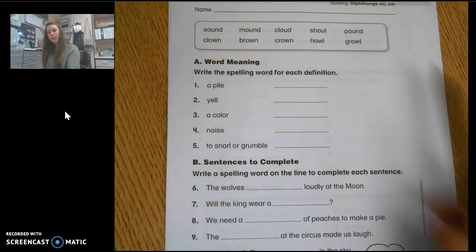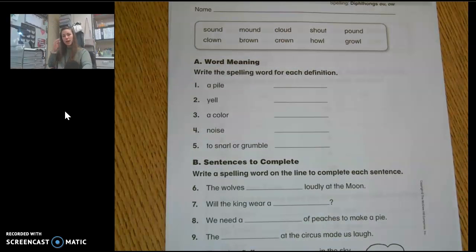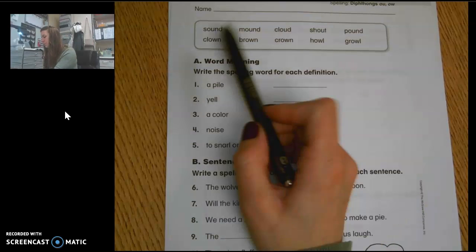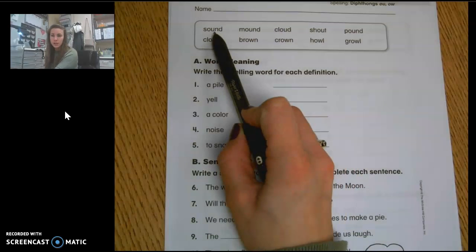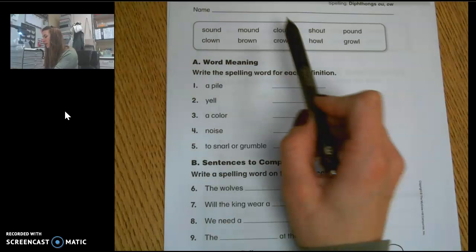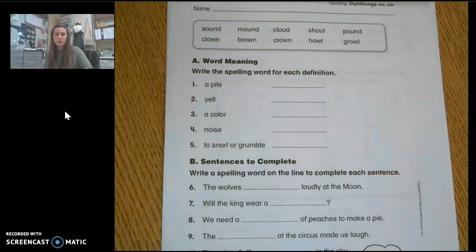So you see on the top we have our OU words, and on the bottom we have our OW words, all having that ow sound. So let's talk about some of the definitions of these words. Of course, a sound is a noise that you hear. If someone makes a sound, then they do something that creates noise. A mound, that could be just like a pile of dirt. It's just a pile of something that makes that mound shape, just kind of a small bump in the ground.